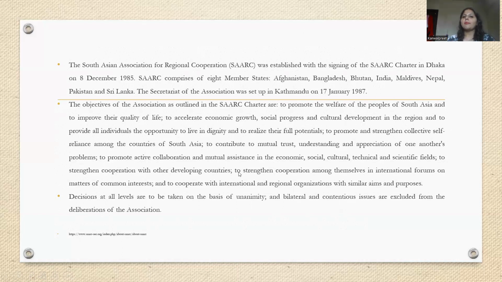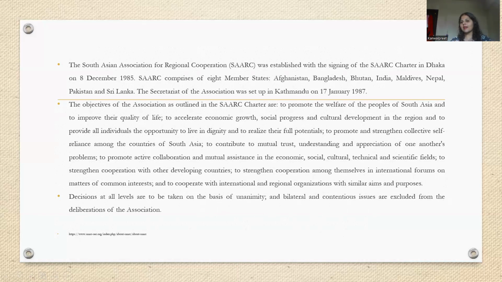To promote active collaboration and mutual assistance in the economic, social, cultural, technical, and scientific fields. To strengthen cooperation with other developing countries, to strengthen cooperation among themselves in international forums on matters of common interest, and to cooperate with international and regional organizations. Decisions at all levels are to be taken on the basis of unanimity, decision of all. And bilateral is not unilateral, that is not single, involving all. And contentious issues, the issues which may raise controversy, are excluded from their deliberations.